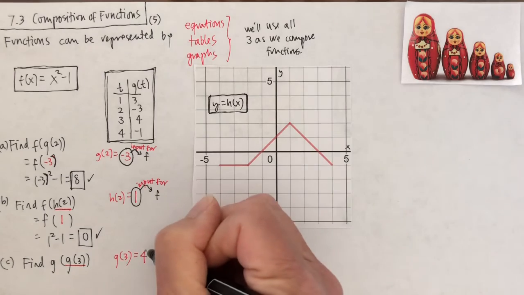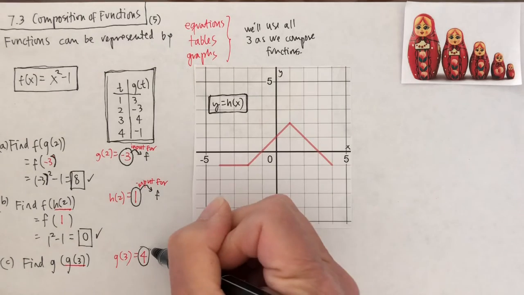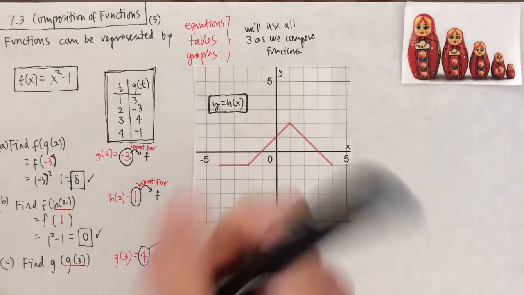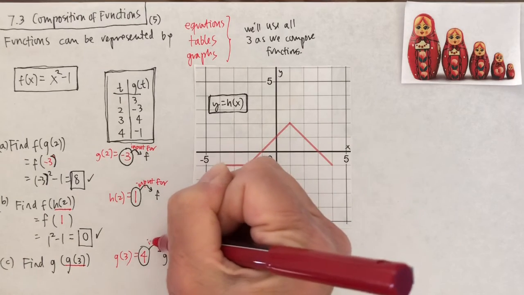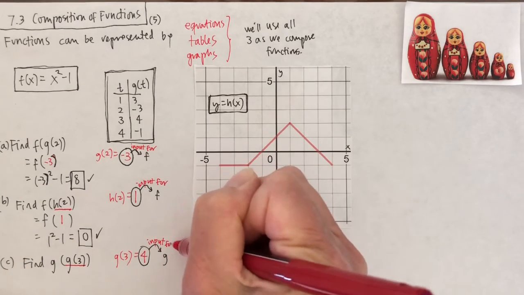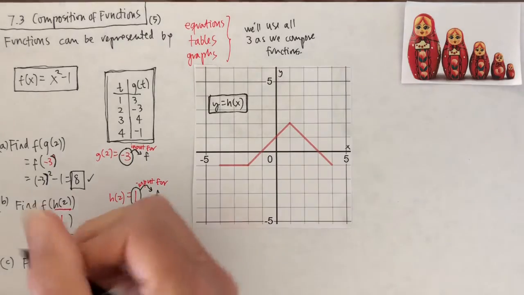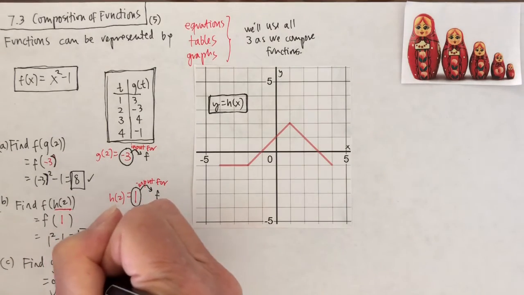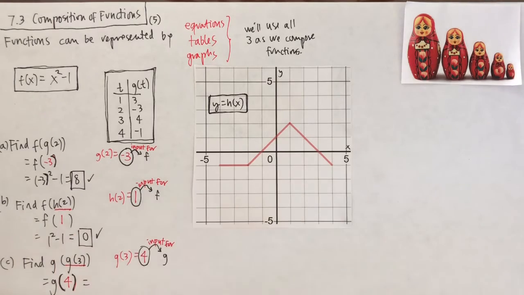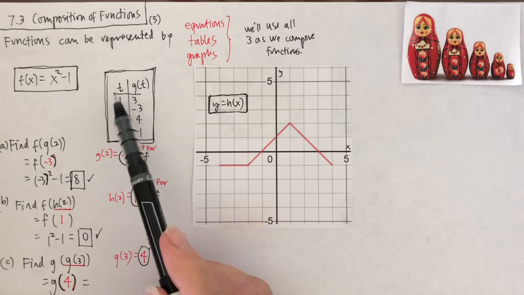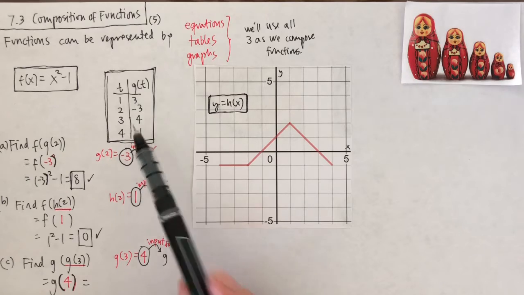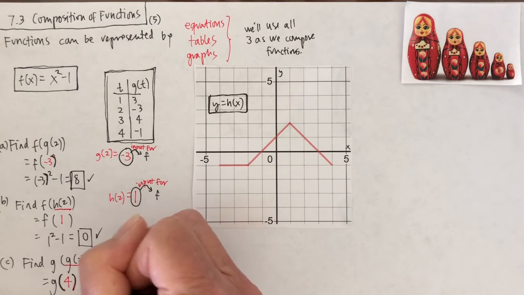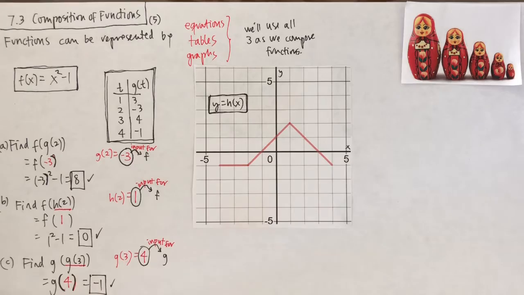And I'm going to take this output and put it right back into the function g. So this is my input back into g. So this will equal g of, let's see, g of 3 was 4. So g of 4 equals, go to my table, if my input is 4, my output is negative 1. So g of g of 3 is negative 1.